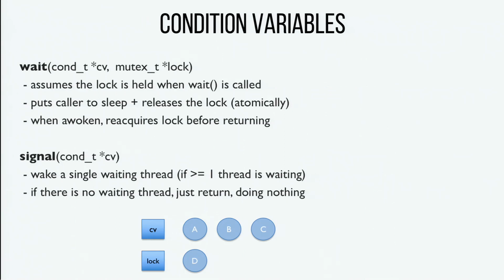You should all be very familiar with the interfaces for condition variables. You can wait on a condition variable. It does require that you have a mutex held when you call wait. There's a corresponding lock or mutex that goes along with every condition variable. When you call wait, you release the lock and you go to sleep, and you are stuck there until another thread calls signal on that same condition variable. And if there is no waiting thread, remember, signal just returns and doesn't do anything at all. It does not remember the fact that a signal came before the wait. That information is completely lost in the condition variable.